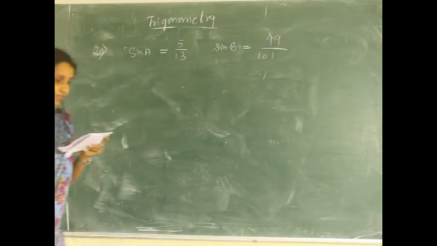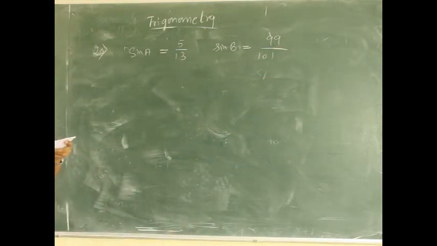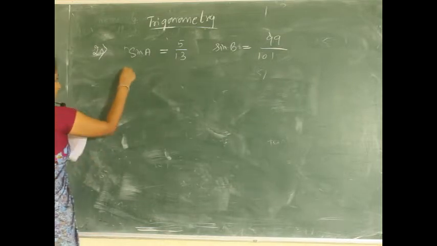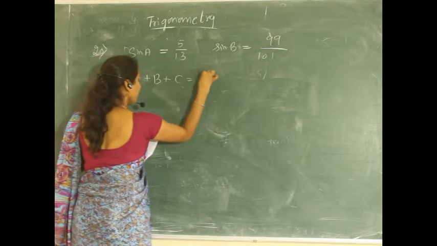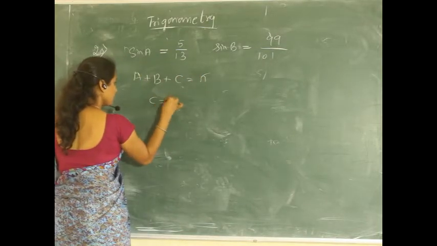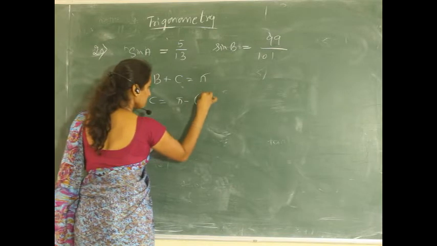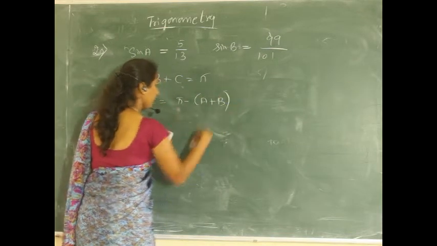So two angles are given, the sines of two angles of a triangle. A and B are the angles of a triangle. Then we have to find out the cosine of the third angle. The third angle may be C. These three angles are the angles of a triangle, so we can write A plus B plus C is equal to pi. So C is equal to pi minus (A plus B).